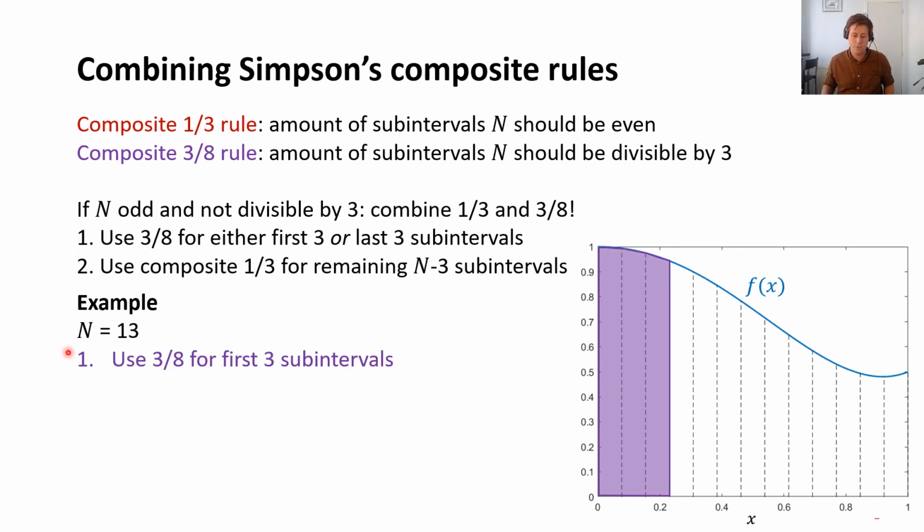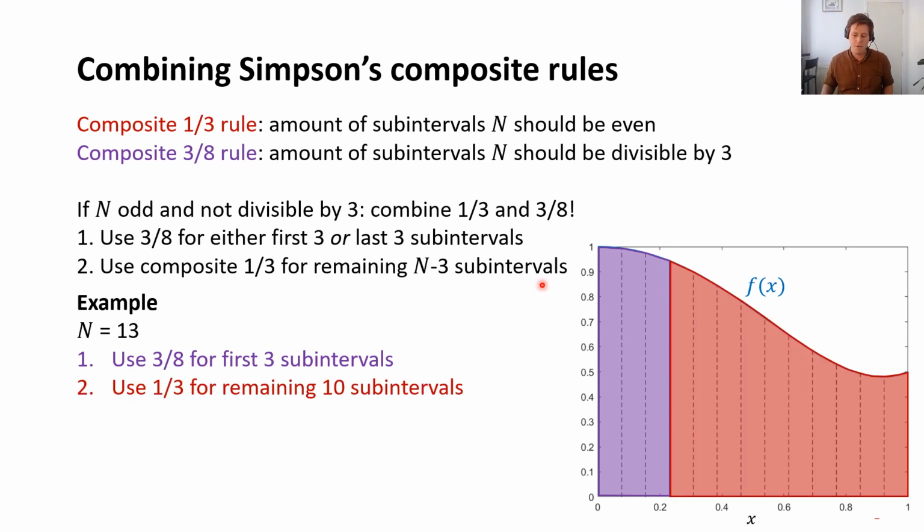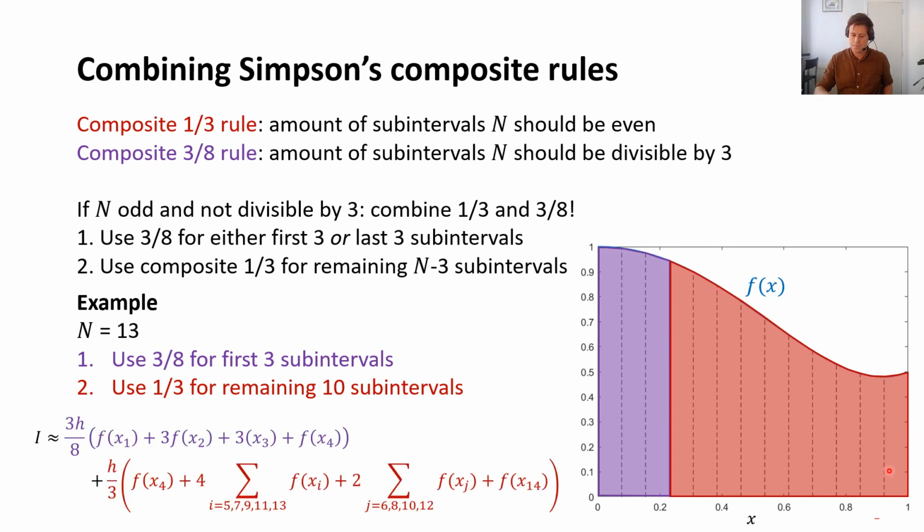We use the 3/8 rule for the first 3 subintervals. That takes care of these ones in purple. And then what remains will be n minus 3, so that's 10 subintervals. That's even. So we can simply use the 1/3 rule for the remaining 10 subintervals. Just writing this out here, in purple, that is the Simpson's 3/8 rule for these intervals. And then we can simply apply Simpson's 1/3 rule for the remaining intervals.